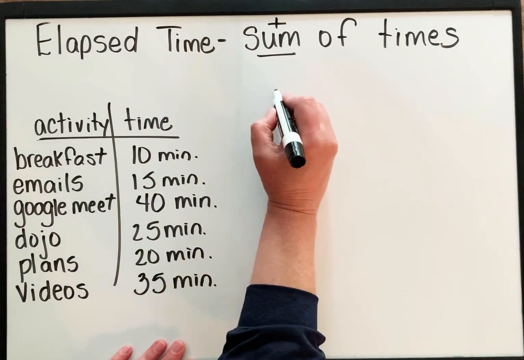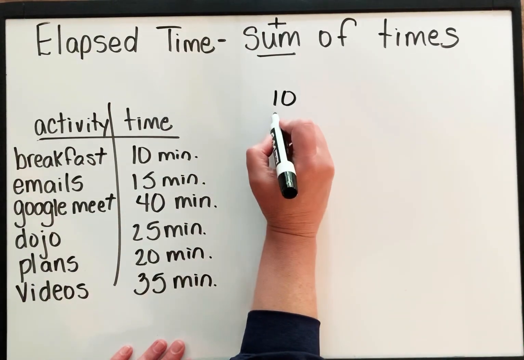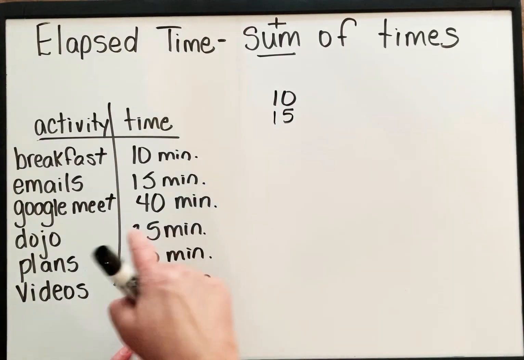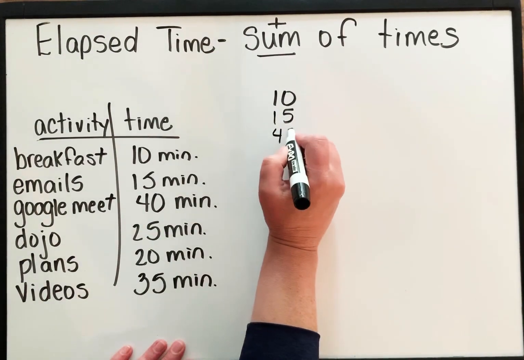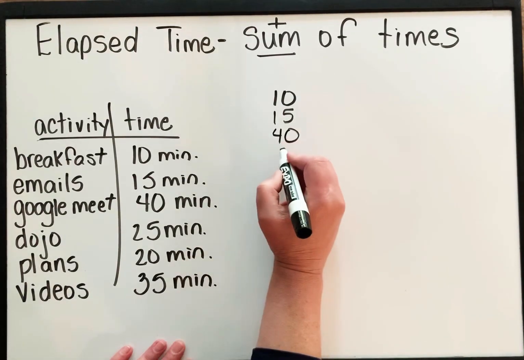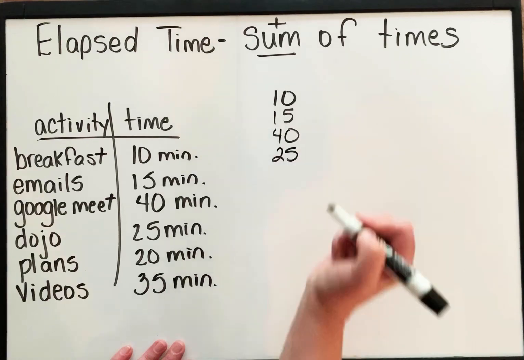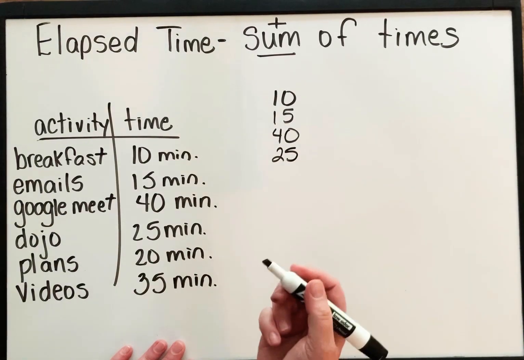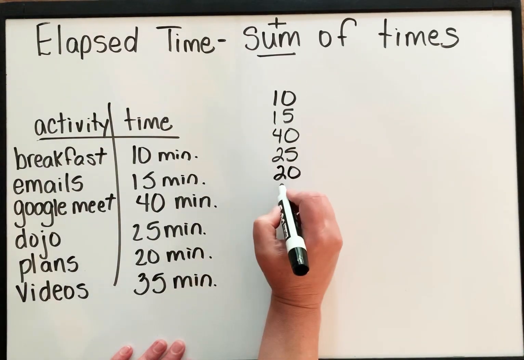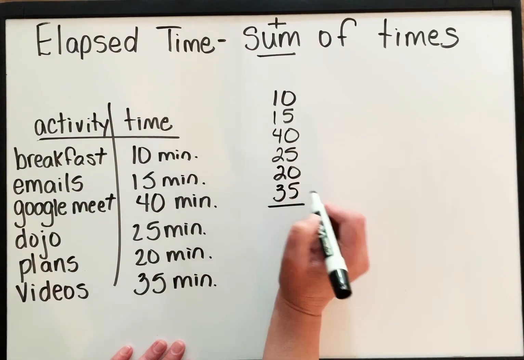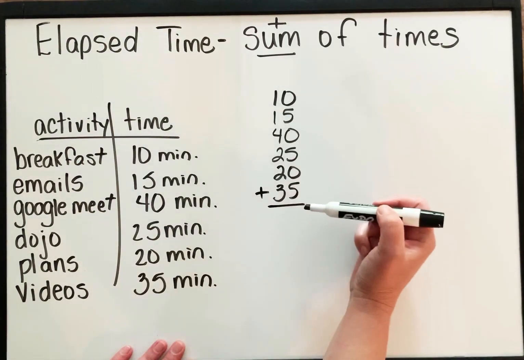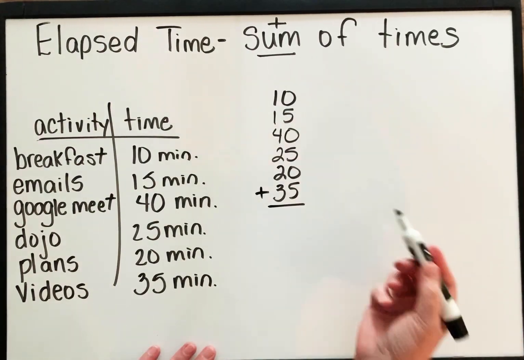So I had breakfast for 10 minutes. I checked emails and wrote emails for 15 minutes. This morning, I had 2 Google Meets for a total of about 40 minutes. I got on Dojo and messaged some parents for 25 minutes. I worked on lesson plans for 20, and I started working on making math videos, and that has taken me about 35 minutes. Now, all of these are in minutes, so I'm just gonna add up my minutes from here.